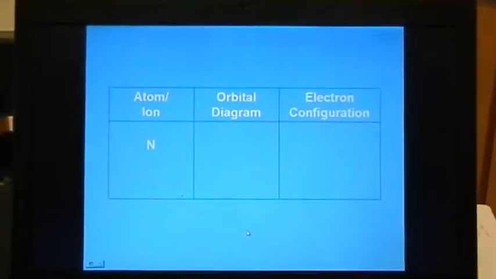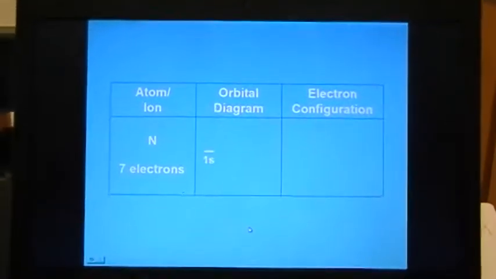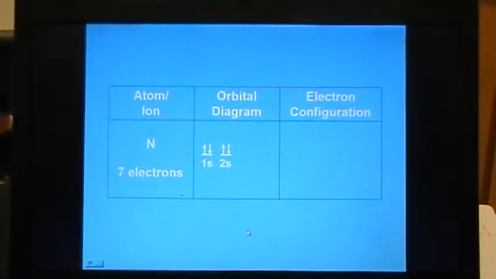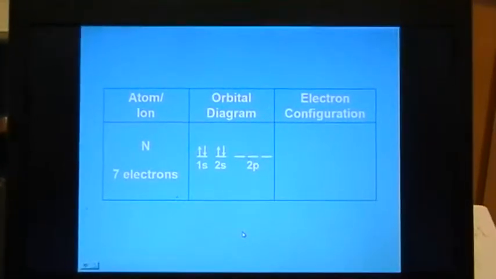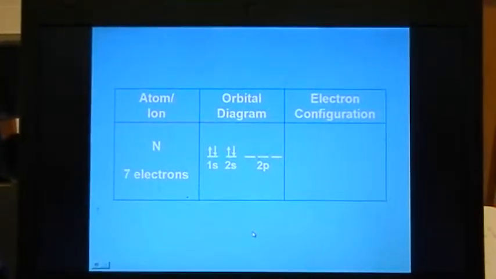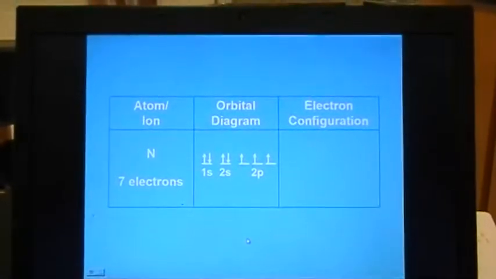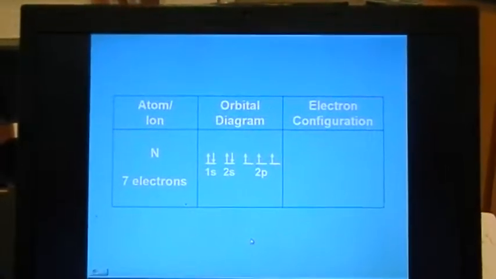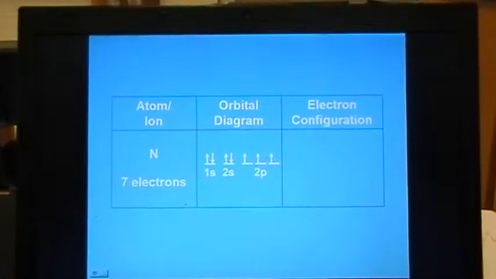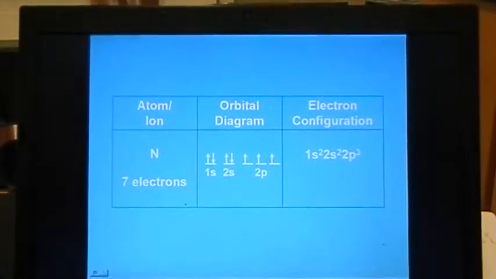Nitrogen is element 7 on the periodic table, so it has 7 electrons. 2 go into 1s, 2 go into 2s, and now I have 3 left. And remember what we talked about with Hund's rule: we can't place the 2 and the 1 separately, leaving an open orbital. We're going to fill up each orbital with 1 electron first before we start adding additional ones. But that's all the electrons we have, so we're done at that point. Our summary configuration will be 1s2, 2s2, 2p3.